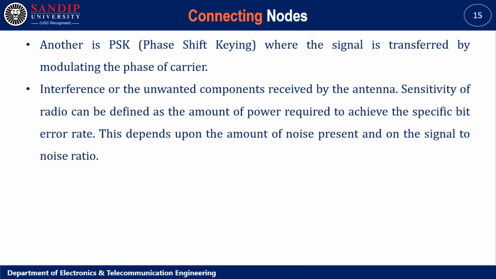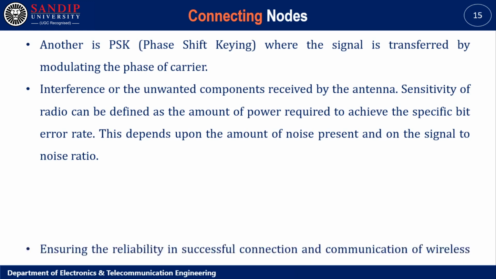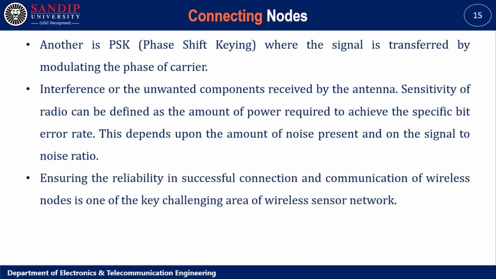Interference is the unwanted components received by the antenna. Sensitivity of a radio can be defined as the amount of power required to achieve a specific bit error rate. This depends upon the amount of noise present and on the signal to noise ratio. Ensuring reliability in successful connection and communication of wireless nodes is one of the key challenging areas of wireless sensor networks.